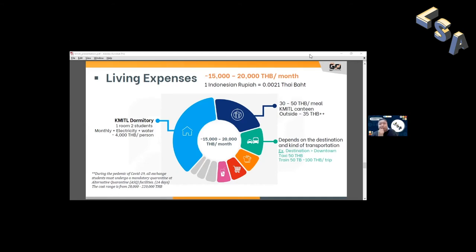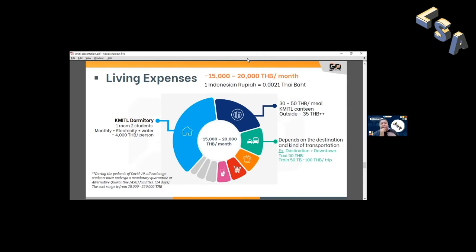What I'd like to add, if I may, is an explanation about the living cost. So Daniel, the one who asked the question, and also everyone: you can see that Ms. Pranita already gave the exchange rate, one Indonesian rupiah is equal to 0.0021 baht, or one Thai baht is about 400 rupiah.